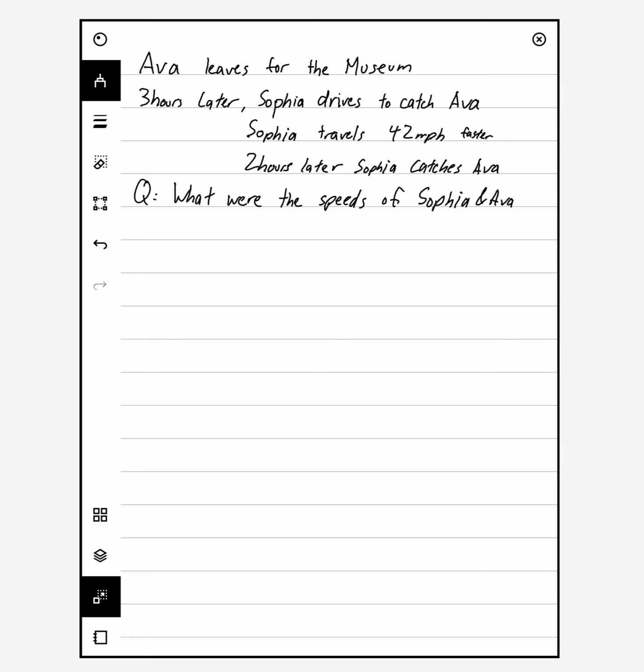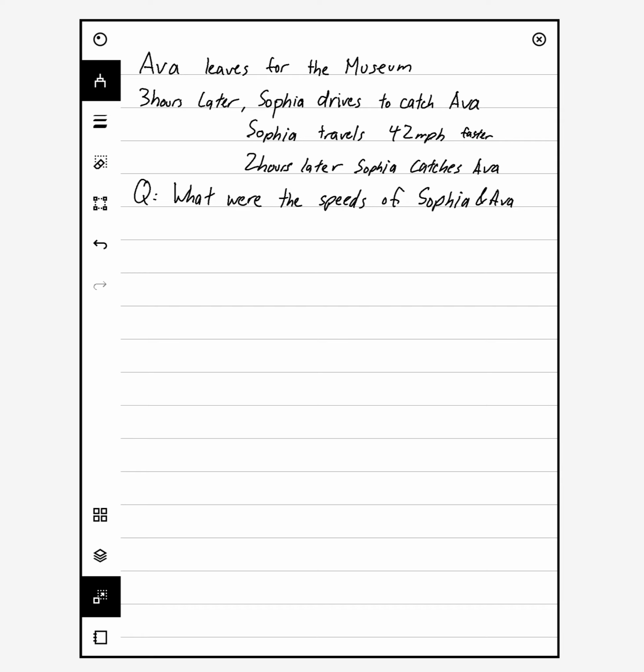Sophia travels 42 miles per hour faster than Ava. So Sophia is definitely traveling on the highway, I hope. We also know that 2 hours later, Sophia catches Ava. The question that we're being asked is this: what were the speeds of Sophia and Ava?